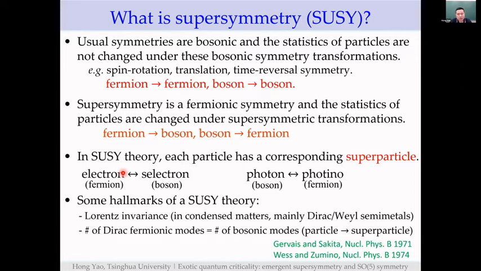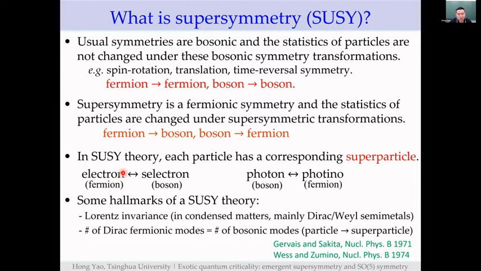There are some hallmarks of a supersymmetric theory. First, it is Lorentz invariant. In condensed matter systems, as I mentioned earlier, a Dirac fermion or Weyl fermion, when the chemical potential is exactly at the Weyl point or Dirac point, can have emergent Lorentz symmetry. So we will mainly consider systems with Dirac semimetals, which are good for emergent SUSY or other emergent symmetries.